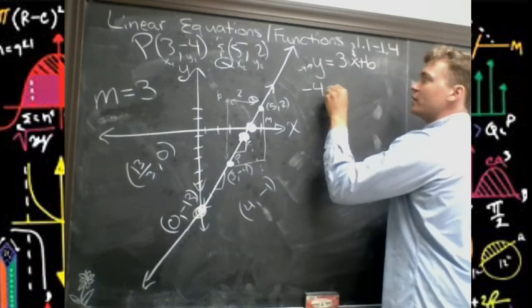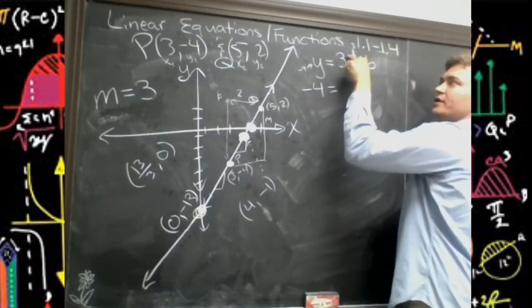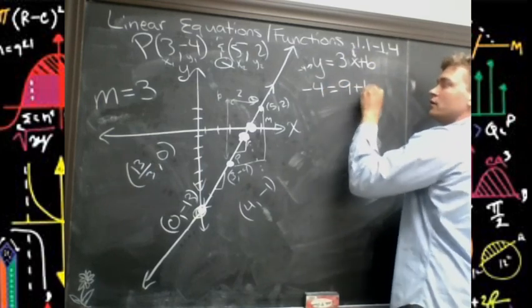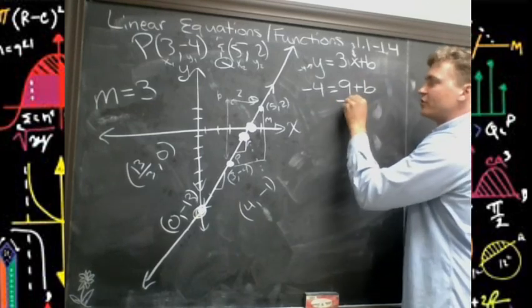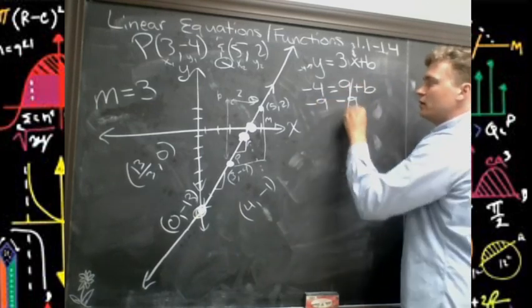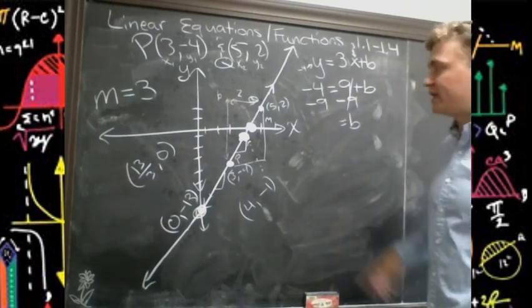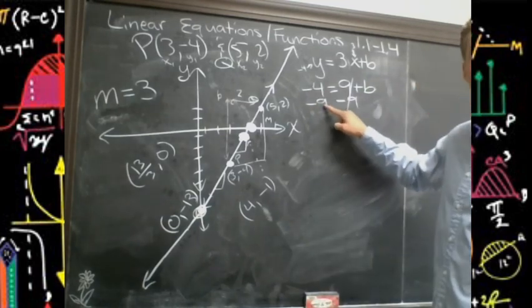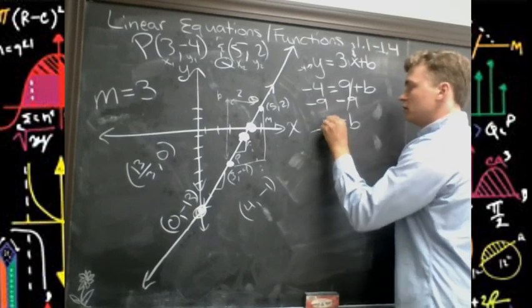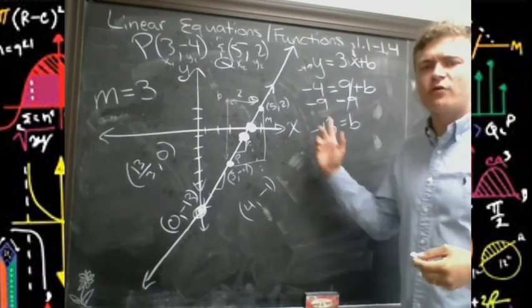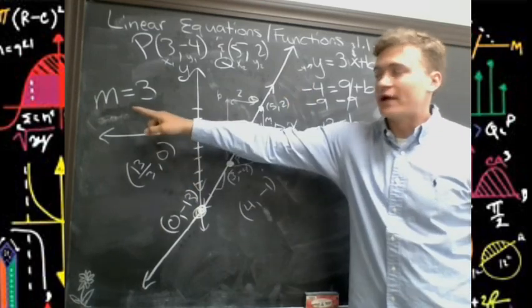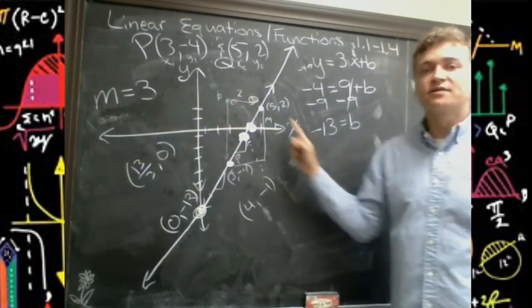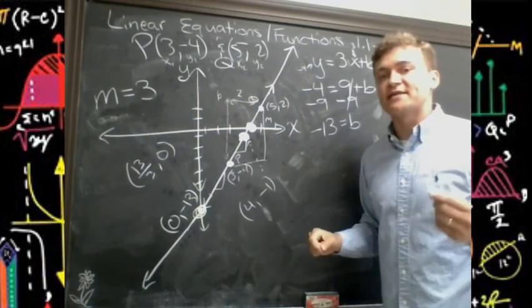Negative 4 equals 3 times 3, so that's 9. So we get 9 plus b. To get b by itself, let's subtract 9 from each side. What does b equal once again? b equals negative 4 minus 9, which is negative 13. So either way you look at it, you will get the negative 13 there. Therefore, mx plus b is 3x minus 13.